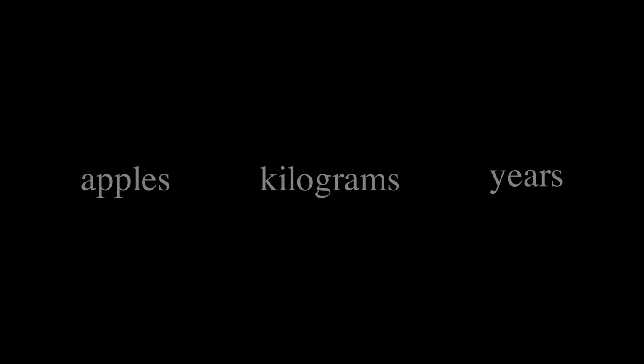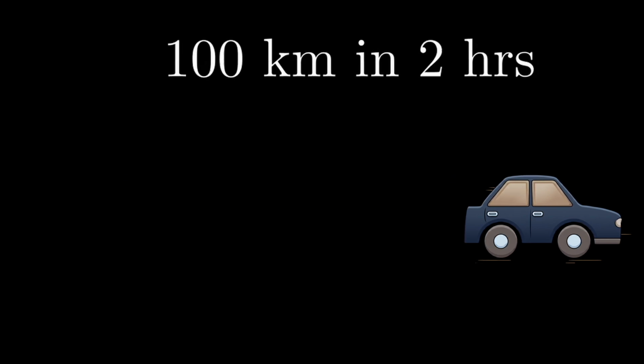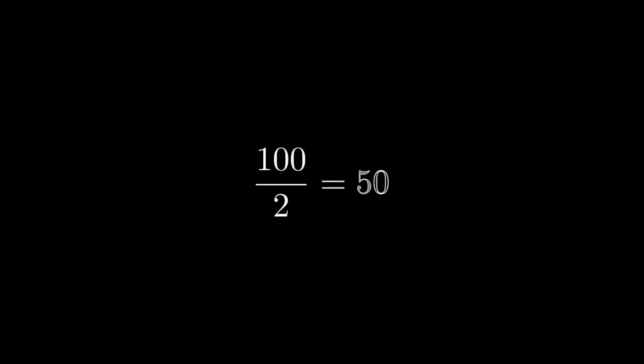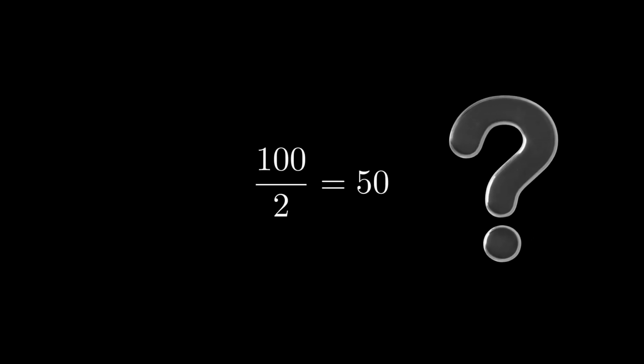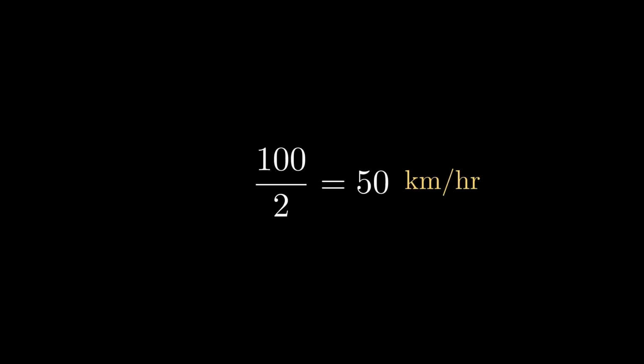And this is where many mistakes begin. Let's take another example. Suppose a car travels 100 kilometers in 2 hours. Most of us can quickly calculate 100 divided by 2 equals 50. Pretty easy. But what have we actually found? Not just the number 50, we have found a speed, 50 kilometers per hour. The unit tells us what the answer means. Without them, the calculation is incomplete.